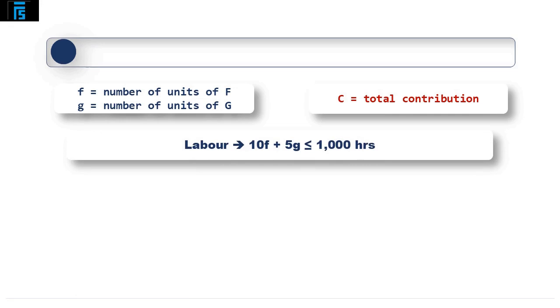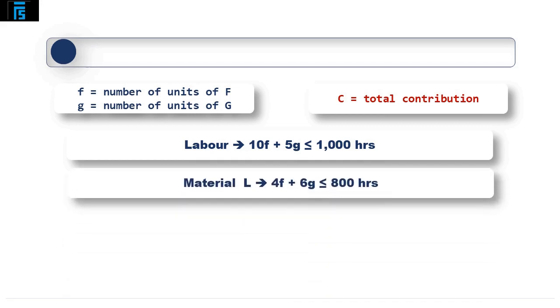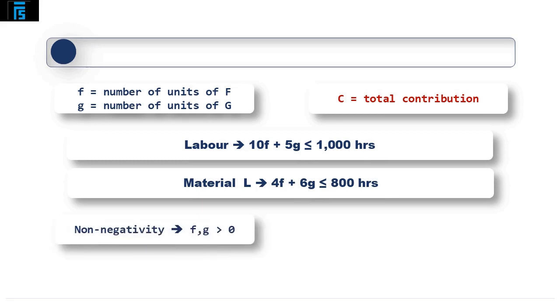Moving on to material L. A franc uses 4 kilograms of material L and a greeter uses 6 kilograms of L, and we have 800 kilograms of this material available for use. The formula to describe this is therefore 4F + 6G needs to be less than or equal to 800 kilograms. We also need to ensure that we make at least one franc and one greeter, as the company wants to make some of each. The formula that covers this is F, G needs to be at least 0.